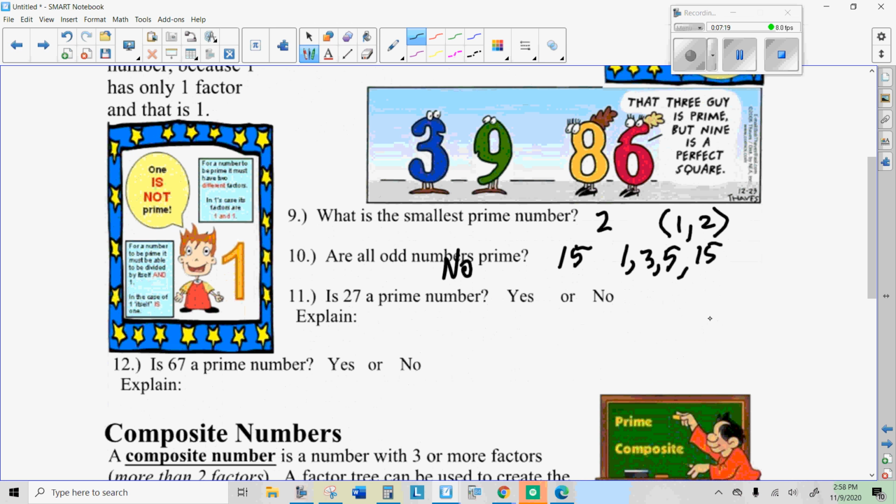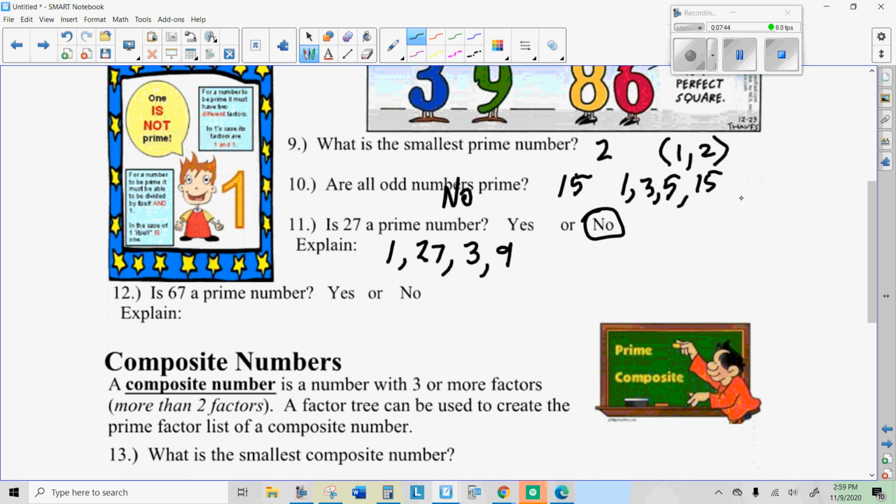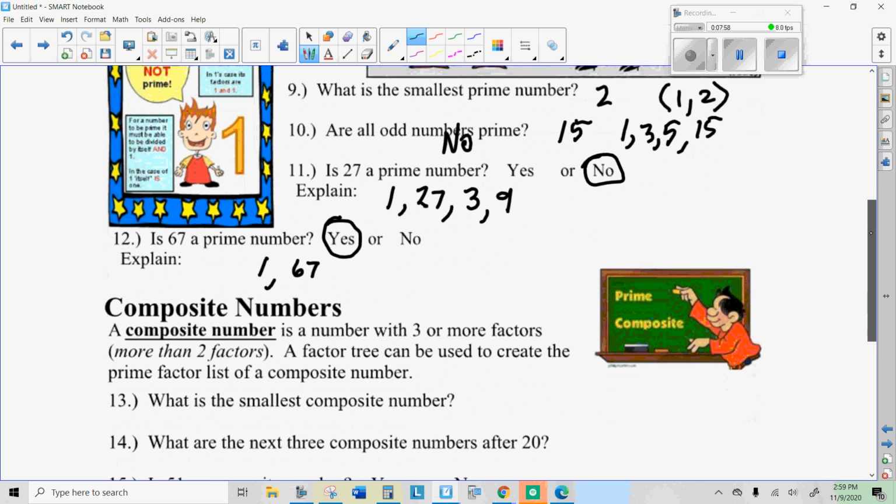Is 27 a prime number? I'm going to let you think about that. Is there any other number other than 1 and 27 that goes into 27? I said no, because 3 times 9 is also 27. Is 67 a prime number? All right, check it out. See if you can think of any number other than 1 and 67 that 67 is divisible by. I couldn't find any, so yeah, 67 is prime.